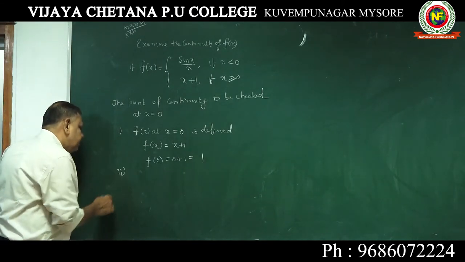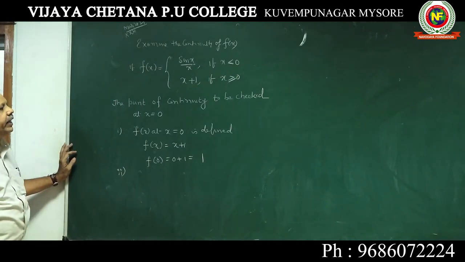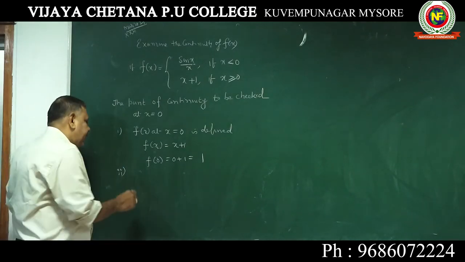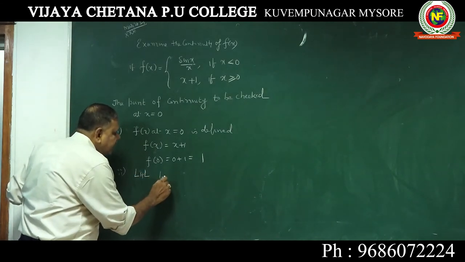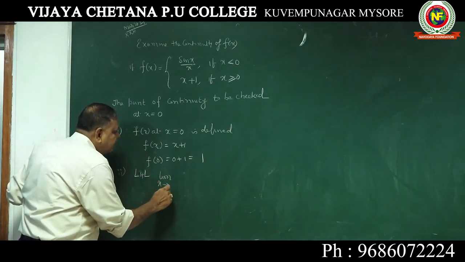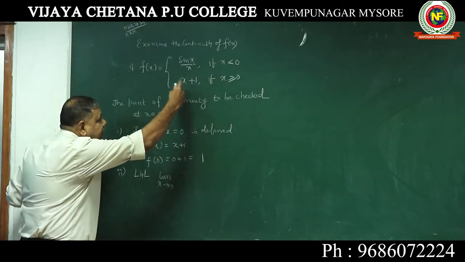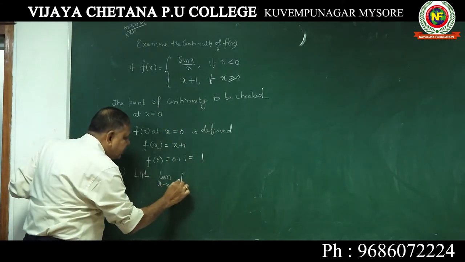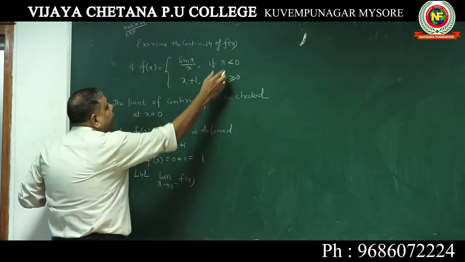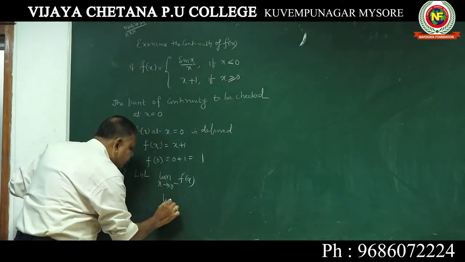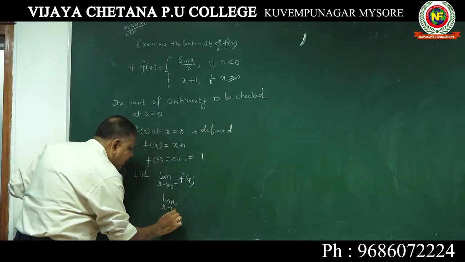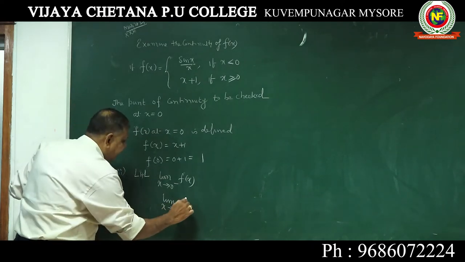Second condition, I told you, you should take the left hand limit and the right hand limit. LHL: first, limit x tending to 0 minus, that is less than 0, of f of x. What is f of x for x less than 0? Limit x tending to 0 minus of f of x is sin x by x.